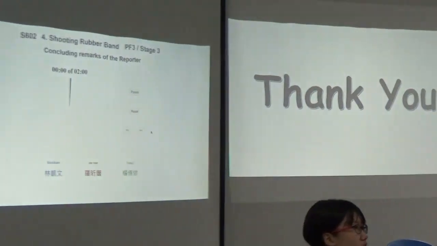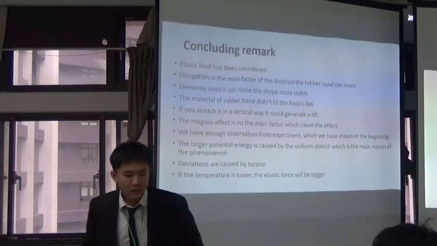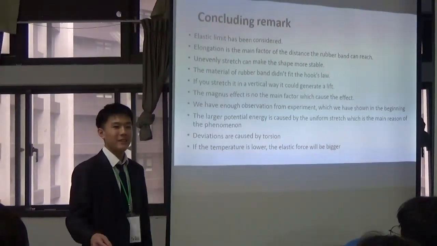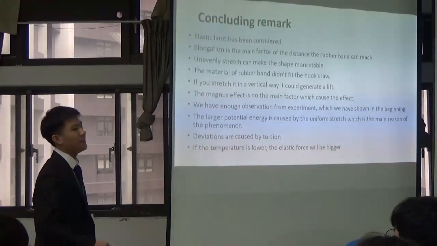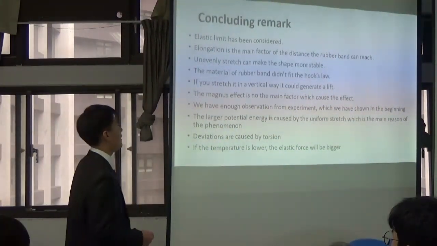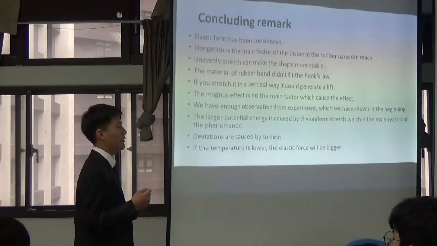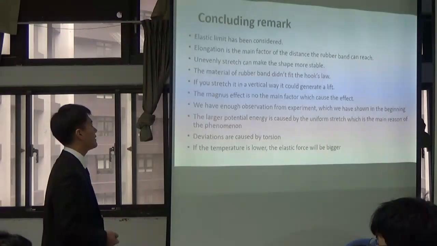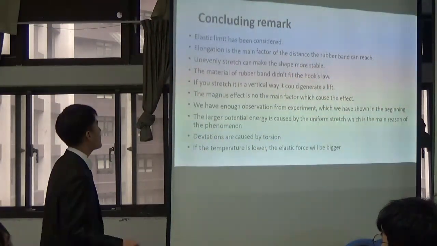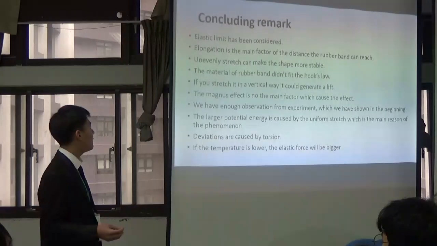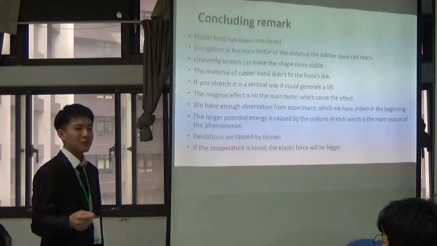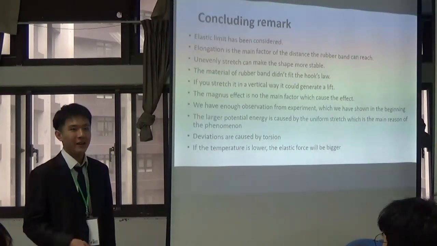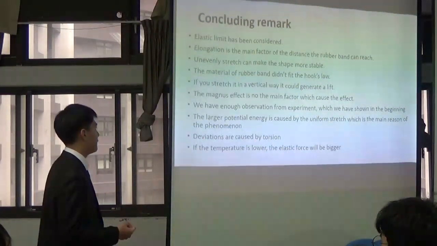Concluding remarks from the reporter. Here are my concluding remarks. Firstly, the elastic limit has been considered in our experiment. And also, the elongation is the main factor of how long the distance the rubber band can reach. Non-uniform stretching can make the shape more stable. And the material of the rubber band doesn't fit Hooke's law. And if you stretch the rubber band in a vertical way and shoot it, it will generate lift.